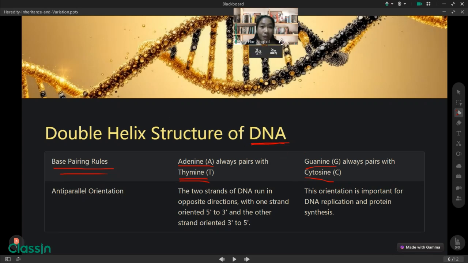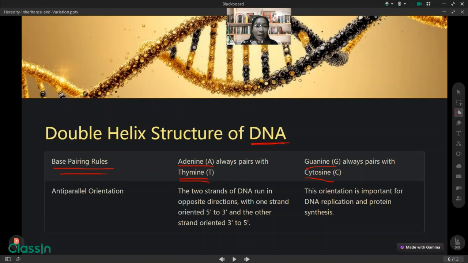So, you cannot pair adenine or guanine, and you cannot pair thymine or cytosine. Why? Because they have different chemical structures. It gets complicated if we delve deeper into the lesson, because they have a different structure for that chemical bond.